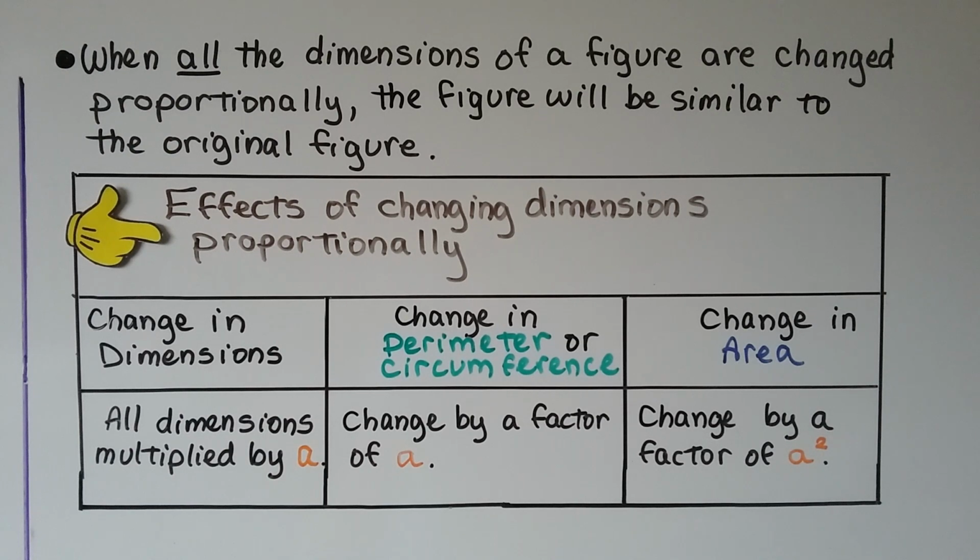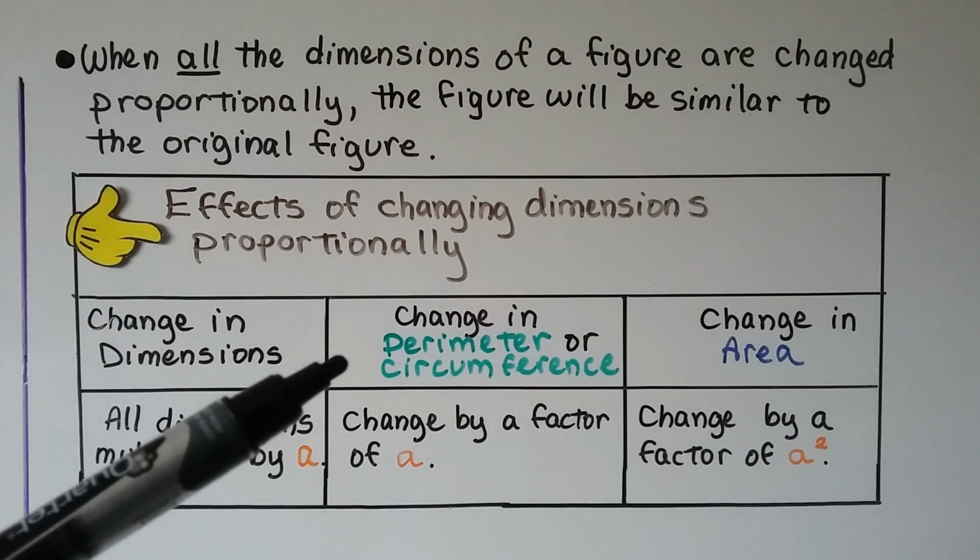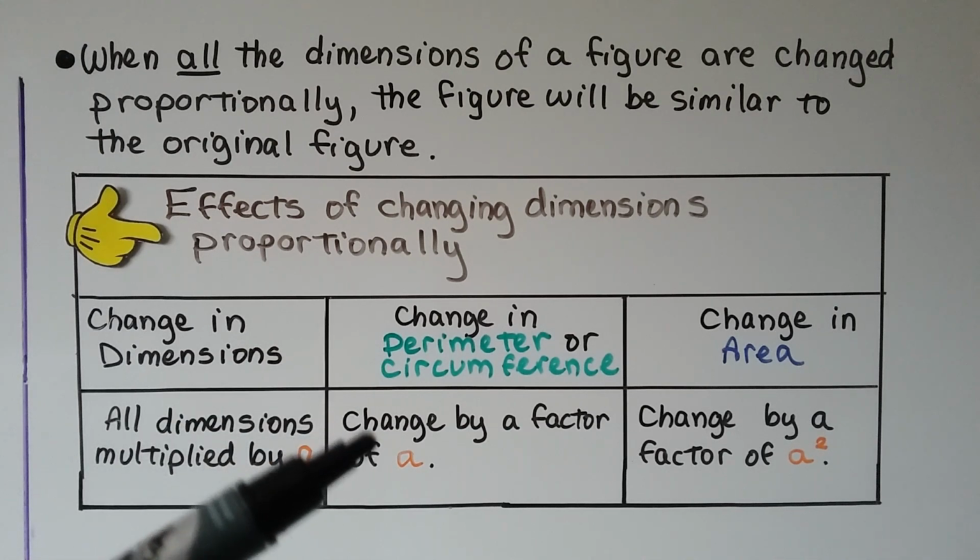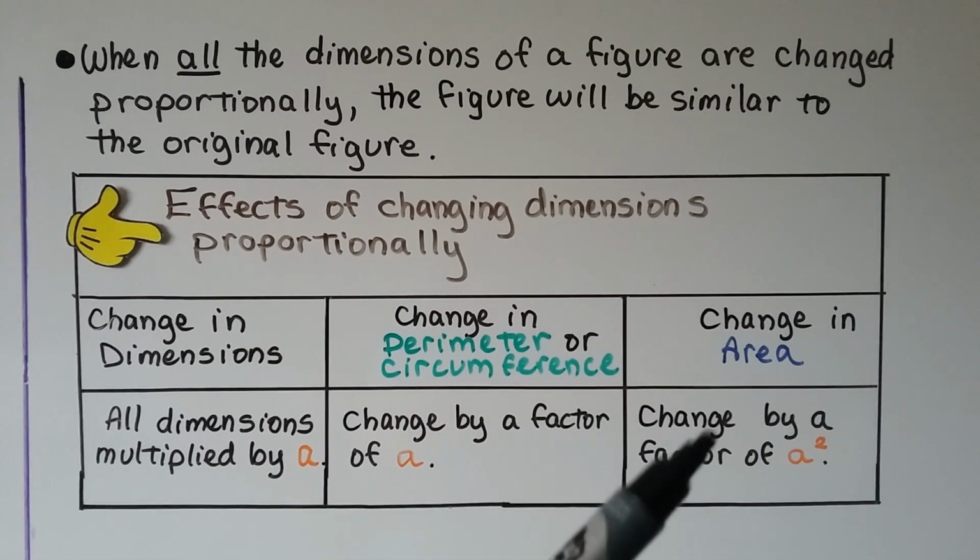When all the dimensions of a figure are changed proportionally, the figure will be similar to the original figure. So the effects of changing dimensions proportionally: for a change in dimensions, all the dimensions are multiplied by a. For a change in perimeter or circumference, they change by a factor of a. And a change in area will change by a factor of a squared.